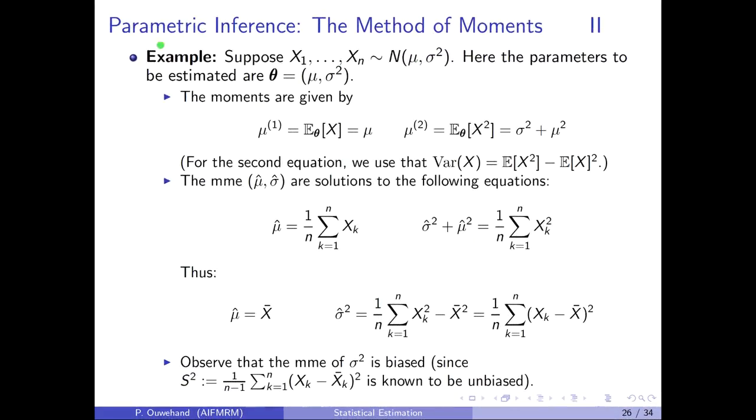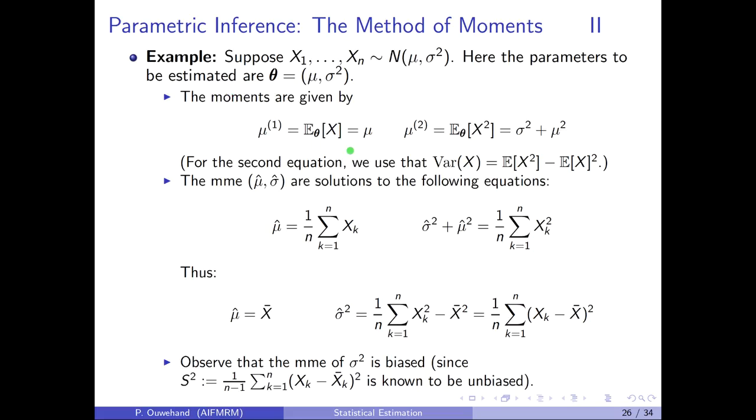So let's have a look at an example. Suppose we're given n points x1 up to xn, which are independent and identically distributed, and the distribution is normal with mean mu and variance sigma squared. So the parameter vector to be estimated here is the vector theta consisting of mu and sigma squared. The moments are given as follows. These are the theoretical moments.